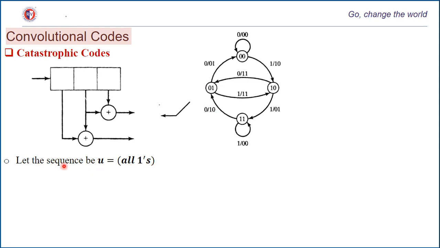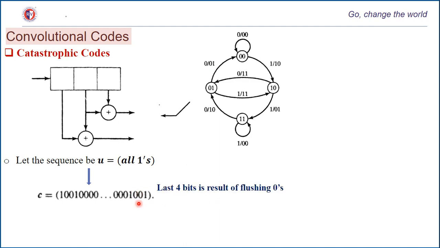That's why for the input sequence being all ones, the output would be first 1 0 0 1 and the rest all zeros. So 1 0 0 1 and all zeros of long length, until and unless you try to flush in zeros to make the memory get reset, for which you will get an output of 1 0 and 0 1. So these last 4 bits are the result of flushing of zeros. Otherwise you will get long sequences of 0. So this is the result of your encoded output sequence.